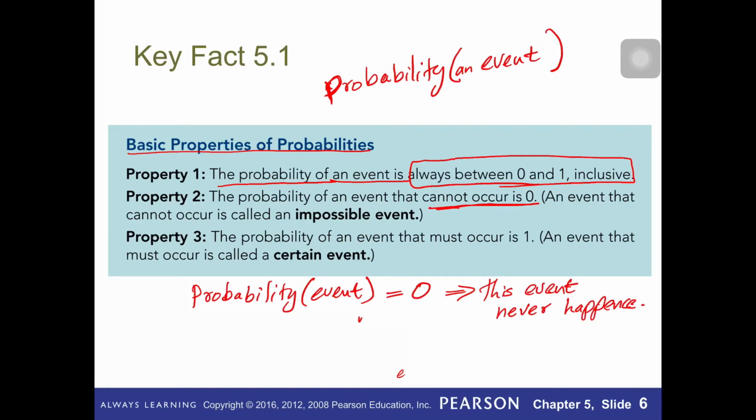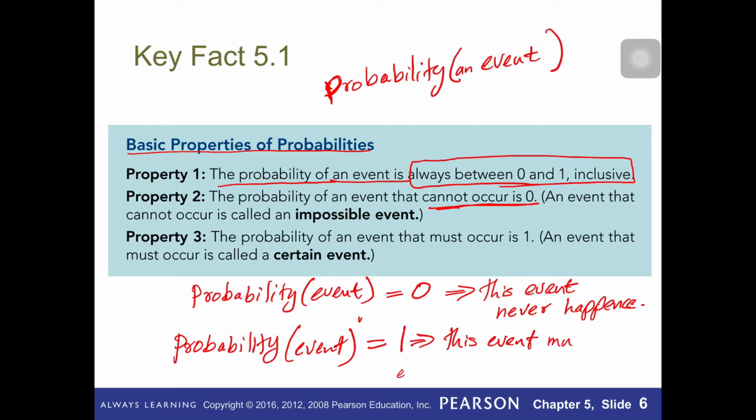This event never happens. Okay. If the probability of this event is equal to 1, then what happens? This event definitely happens, which means this event must occur. Okay, that's what property 2 and property 3 say.